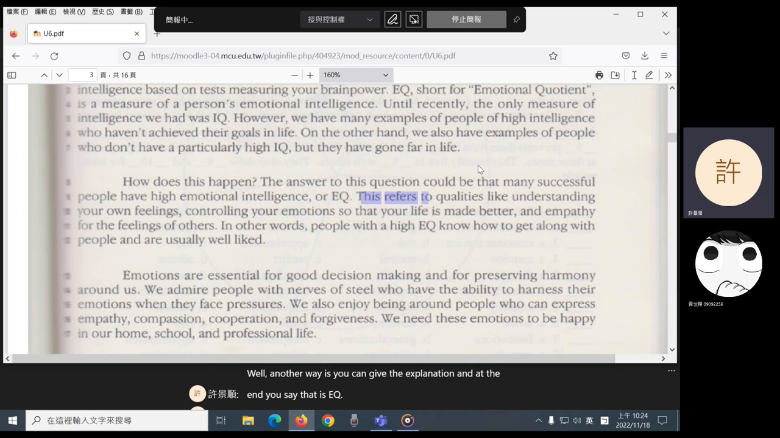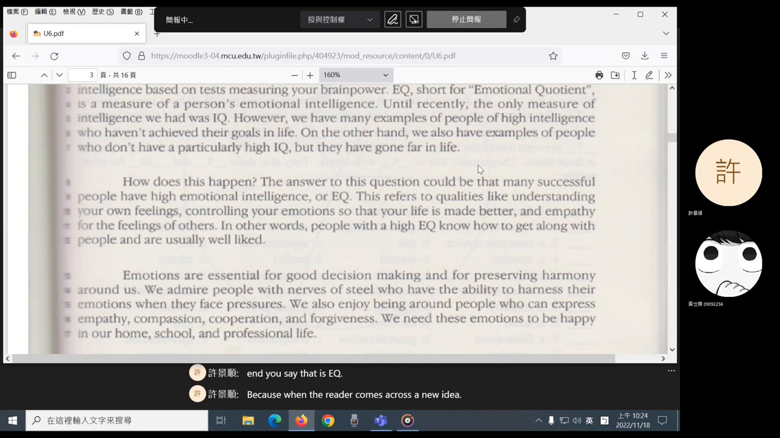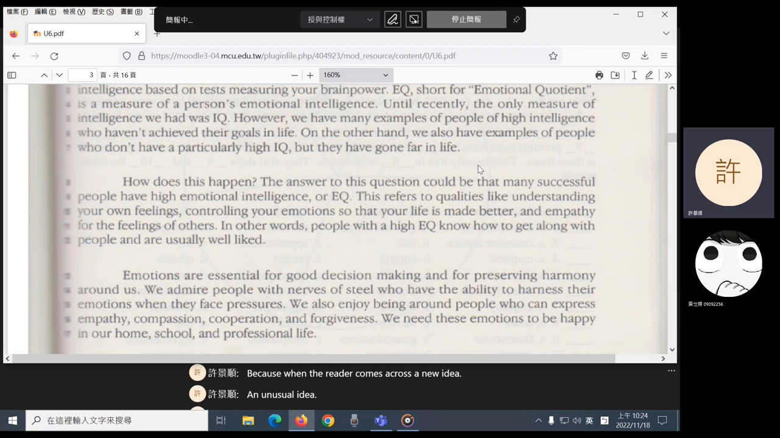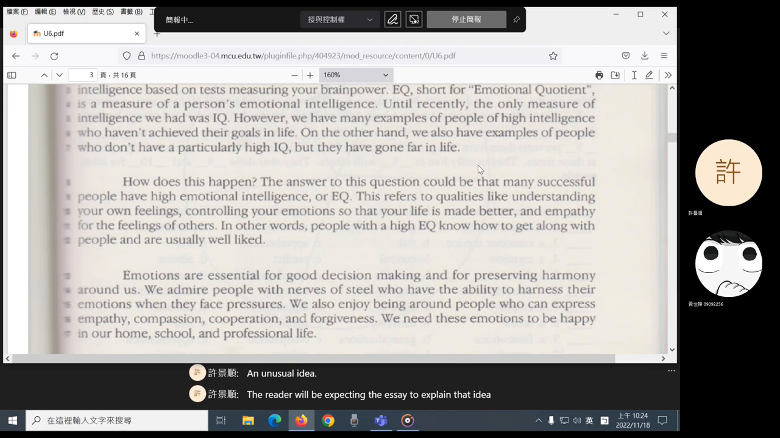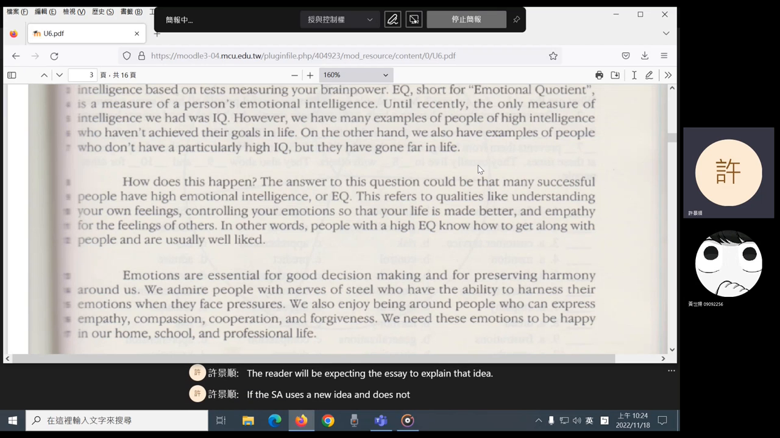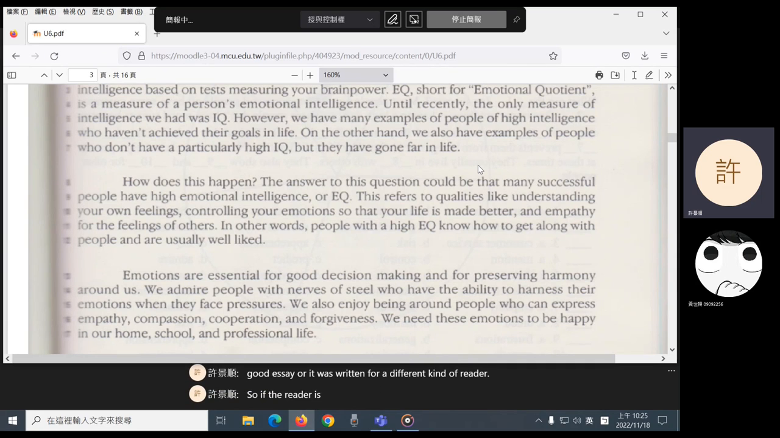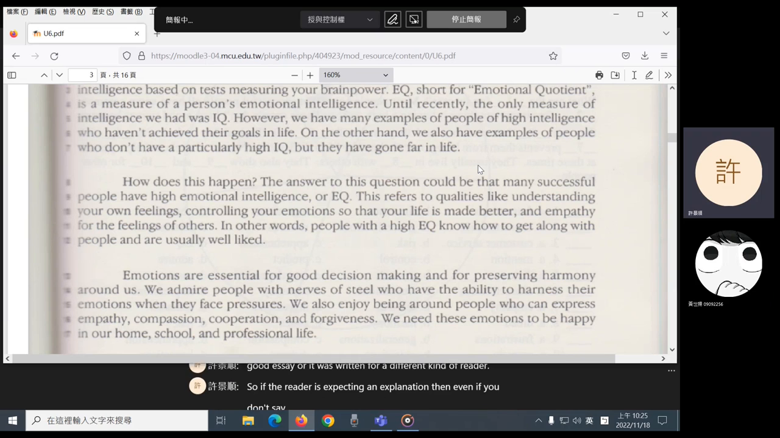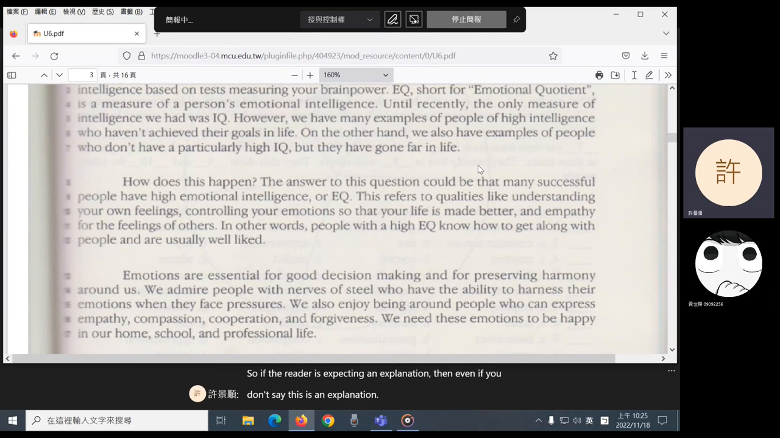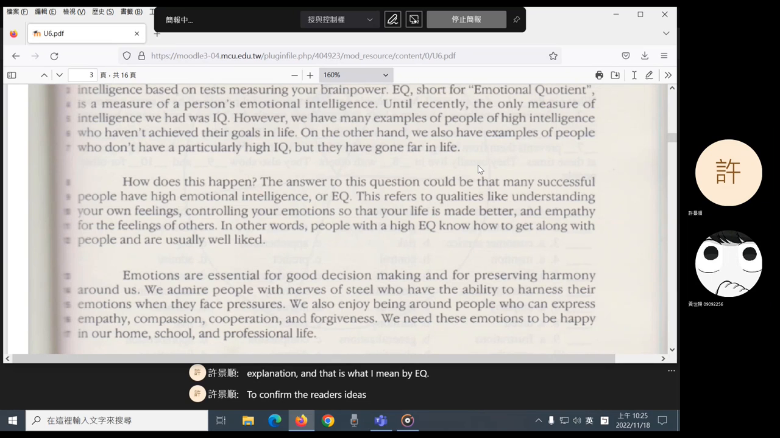Because when the reader comes across a new idea, an unusual idea, the reader will be expecting the essay to explain that idea. If the essay uses a new idea and does not explain it, it's not a good essay, or it was written for a different kind of reader. So if the reader is expecting an explanation, then even if you don't say, this is an explanation, if it looks like an explanation, the reader will still get that information. And then you can add at the end of your explanation, and that is what I mean by EQ, to confirm the reader's ideas. So those are three ways that you can explain something in an essay.